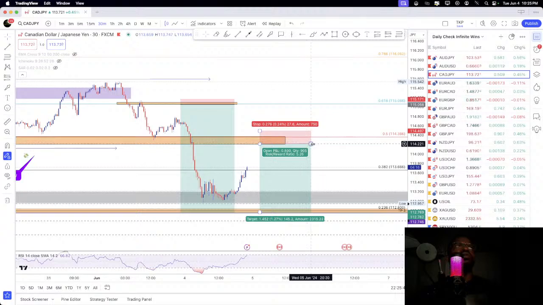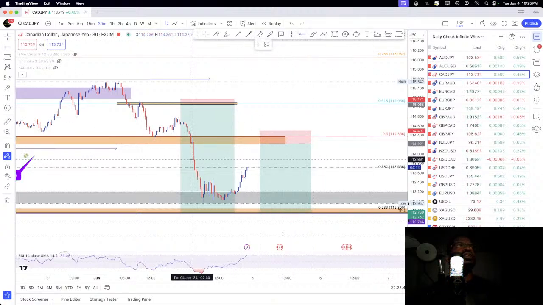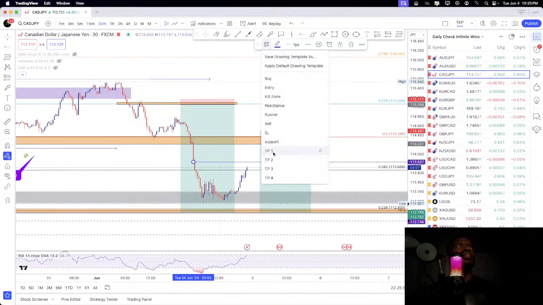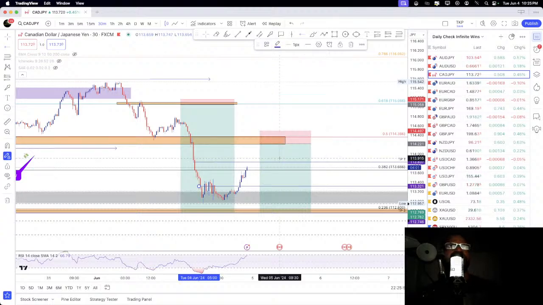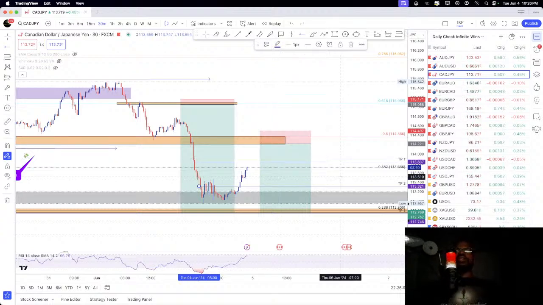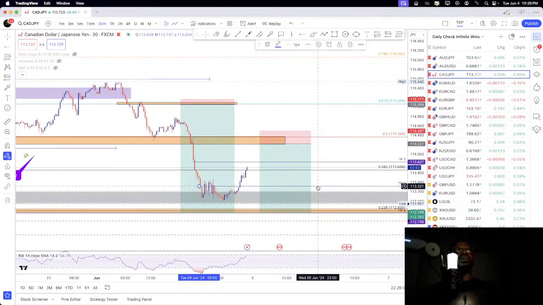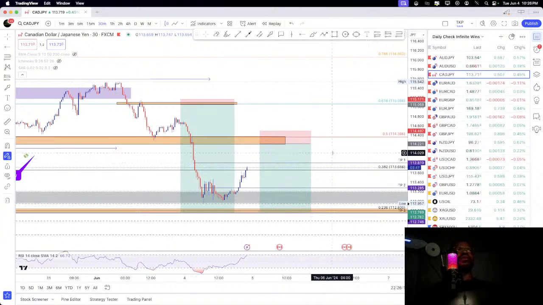So let's get some more TPs. All right, TP1, TP2 right there at that level of structure. And then we already got the same TP3.